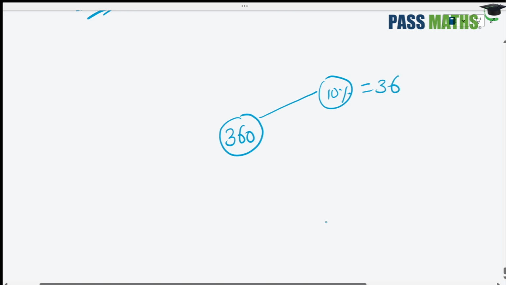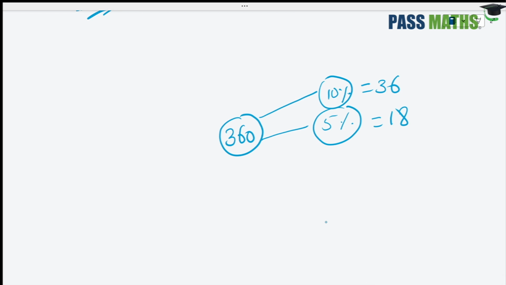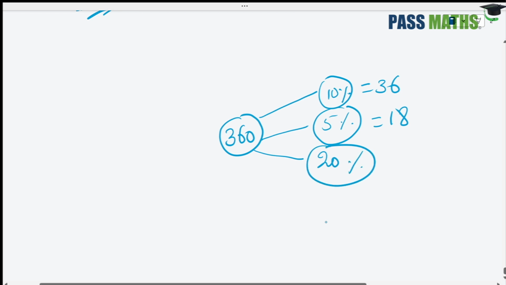I want to write less this time, otherwise the diagram gets too congested. This one, 5%. 5% will be half of it, which is 18. 10% is 36, half of 36 is 18. Let's now work out 20%. 20% will be double 36, which is 72. Let's do 30%. 20% and 10% together give you 30%. So 72 plus 36 is 108.